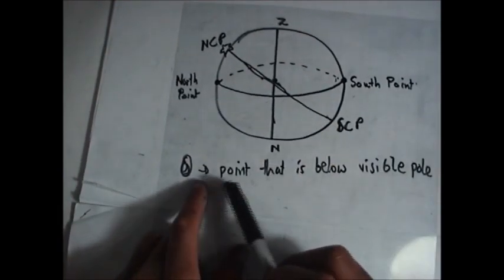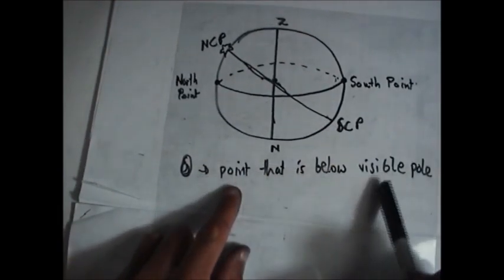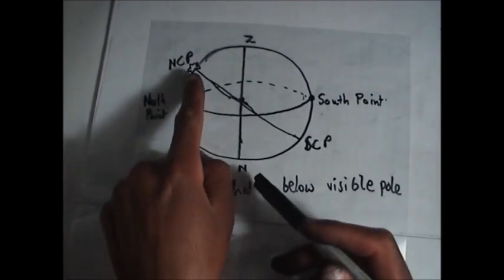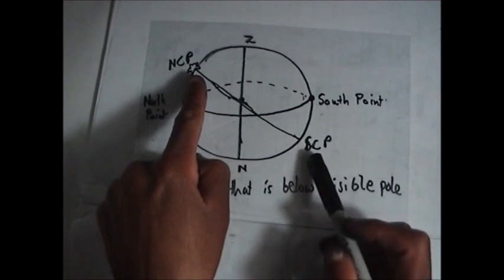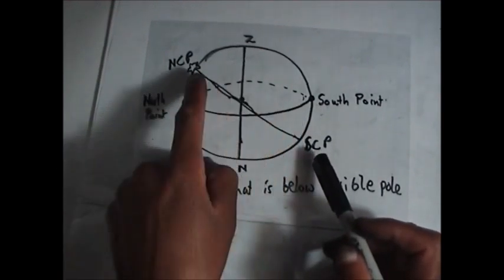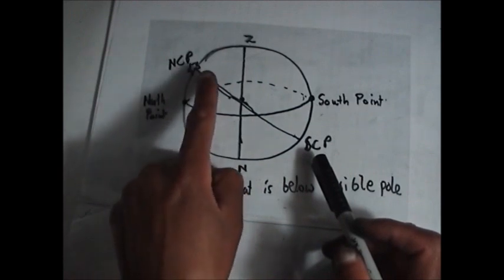What I was basically saying is the origin is chosen as that point that is below the visible pole. Can you see this observer is seeing the north celestial pole? They are not seeing the south celestial pole because the south celestial pole is definitely below their horizon. So they are only seeing the north celestial pole because it's above their horizon.